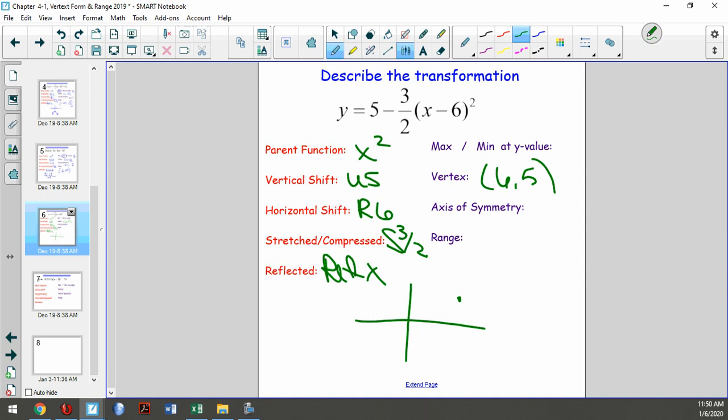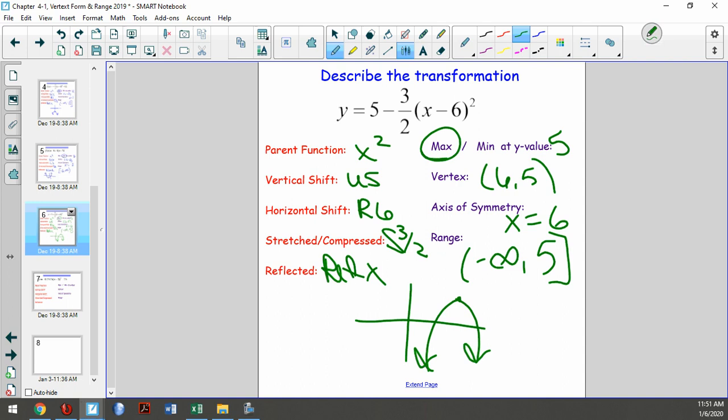And then reflected, so I'm going to go down with my opening, which means I have a maximum value at what y value? 5. And then what is my axis of symmetry? X equals 6. And what is my range? -infinity to 5. Do you all understand that?